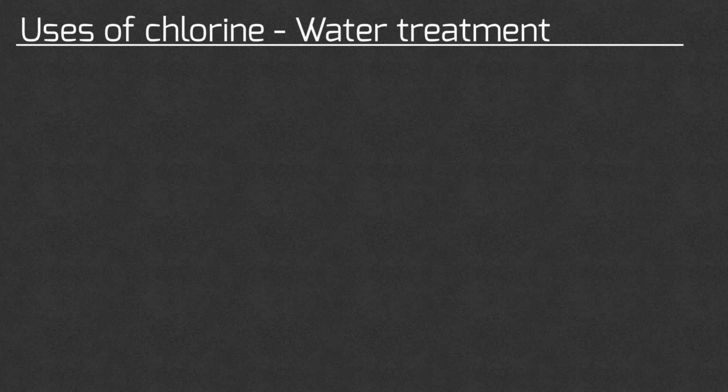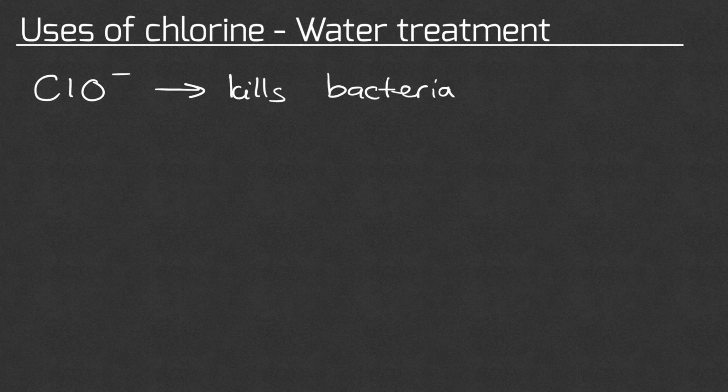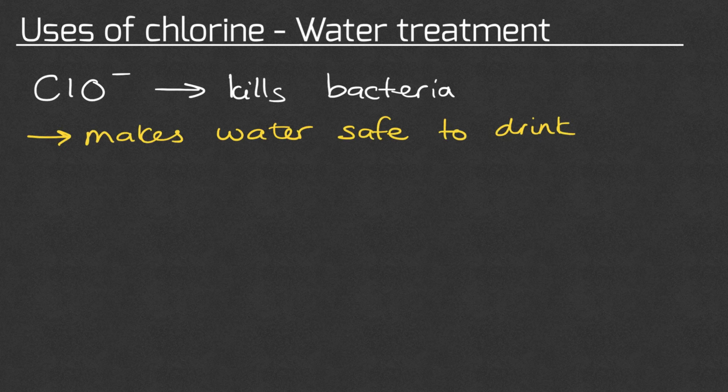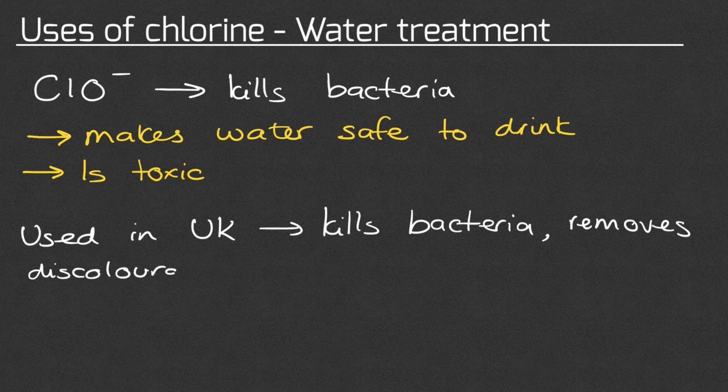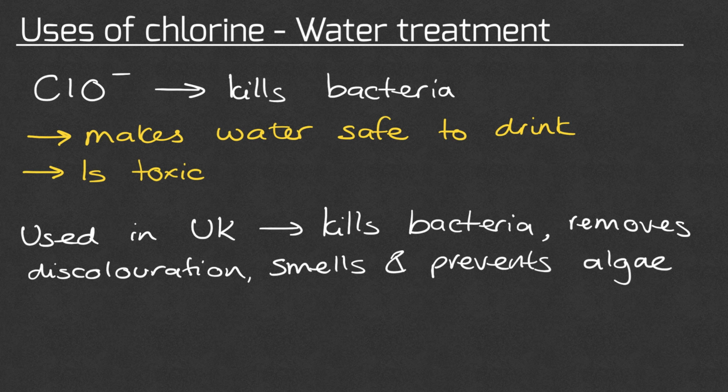We're now going to evaluate the use of chlorine in water treatment. So chlorate ions, what you find in bleach, kill bacteria. Now this is good because it means that we can make water safe to drink. However, it's also toxic. Now in the UK, for example, we do use this to purify water because it kills the bacteria, it removes discoloration from water, removes smells, and it prevents the growth of algae.